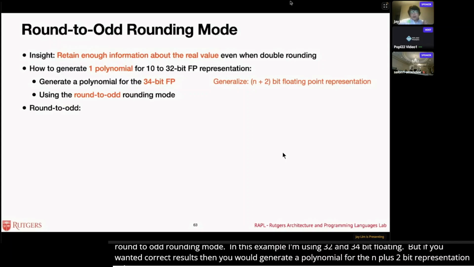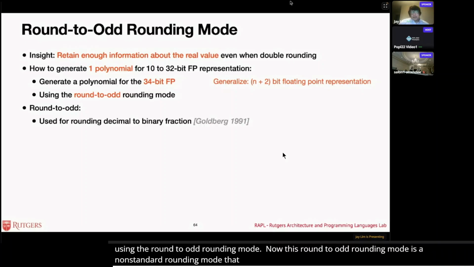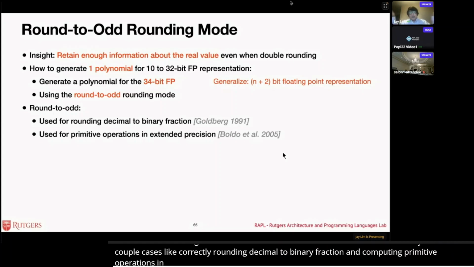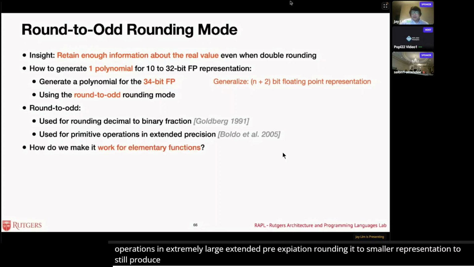Now, this round to odd rounding mode is a non-standard rounding mode that really hasn't received the attention that it deserved, and has only been used in a couple of niche cases, like correctly rounding decimal fractions to binary fractions, and computing primitive operations in extremely large extended precision and rounding the result to a smaller representation to still produce correct results. And the question here is, why has it not been used for elementary functions?